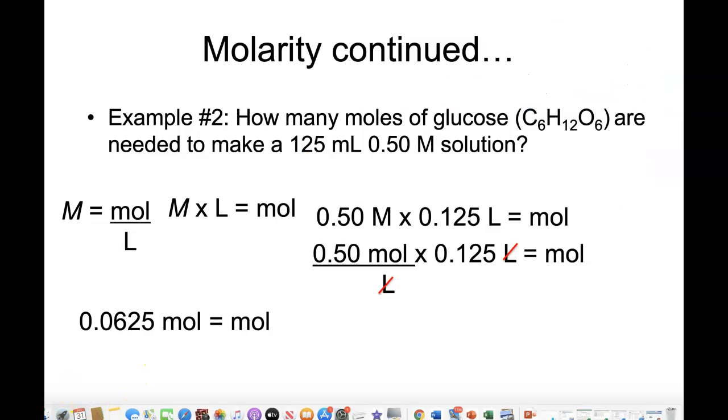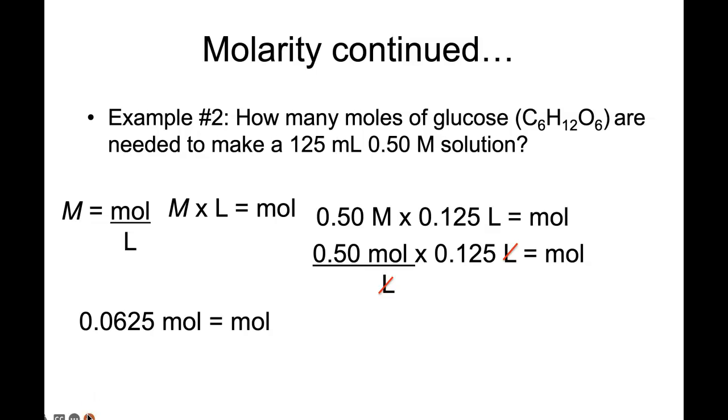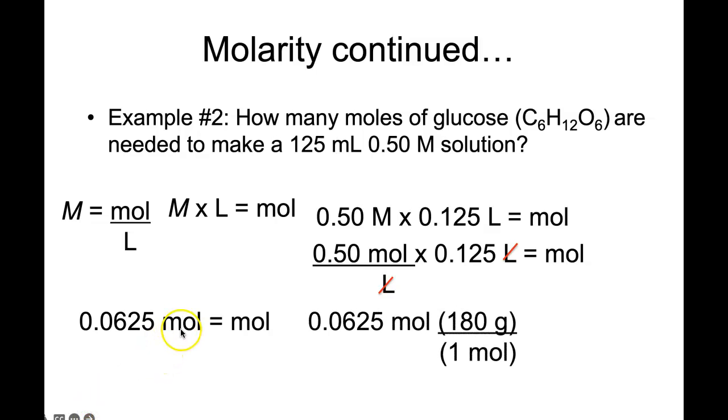And what I can do here is simply take that number of moles and multiply by 180. Notice my moles are going to cancel here. And then I would have 11.25 grams of glucose. So if I were to make this 0.5 molar solution, I only need 125 milliliters of it. I would need to get 11.25 grams of glucose.